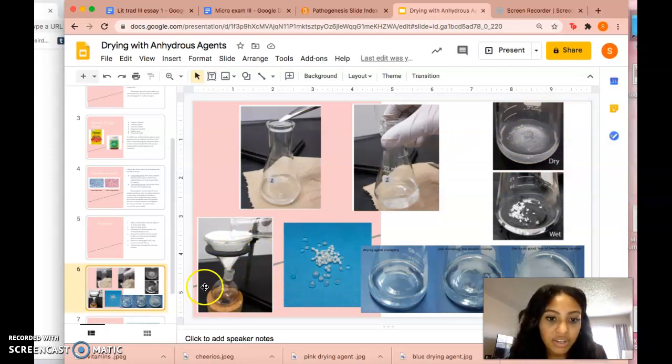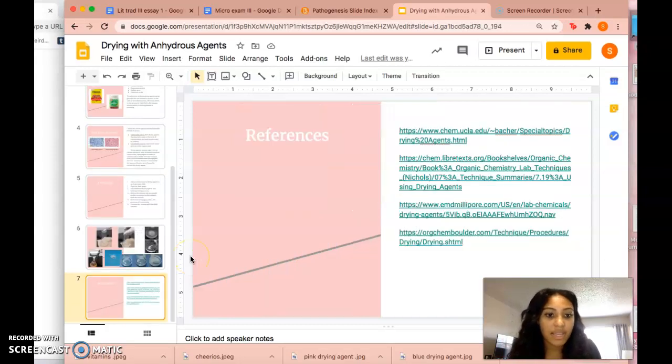This picture down here is showing the vacuum filtration of the drying agent. This small picture should be the particles that you get once you've performed your vacuum filtration. These are what your particles should look like. And this last picture is just showing back from step 2 of how those small particles will clump into larger particles in your flask. And these are my references.